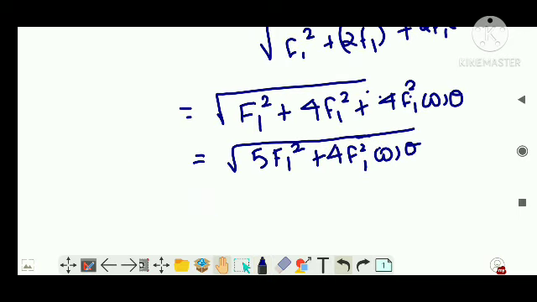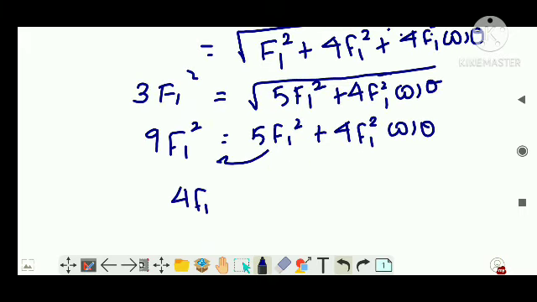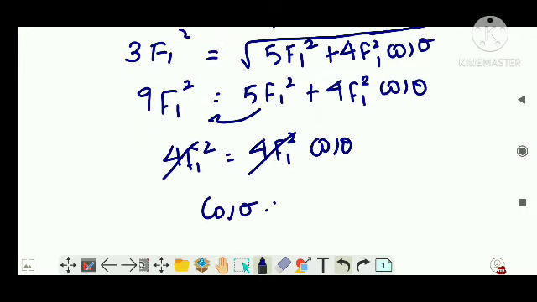Now you are given that the resultant is 3 times one force. So the resultant I am going to write as 3F1. I am going to square these two sides. So it becomes 9F1 square equal to 5F1 square plus 4F1 square cos theta. Now let's bring 5 over here. It becomes 4F1 squared is equal to 4F1 square cos theta, so I will get cos theta is equal to 1. That is, theta is equal to 0 degrees. Right? So I might be taking it very fast, guys. Pause the video and try to do it by yourself, then it is very easy.